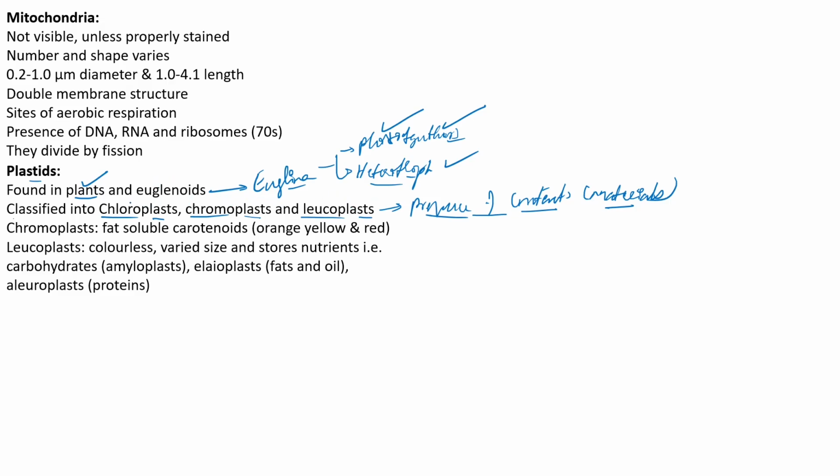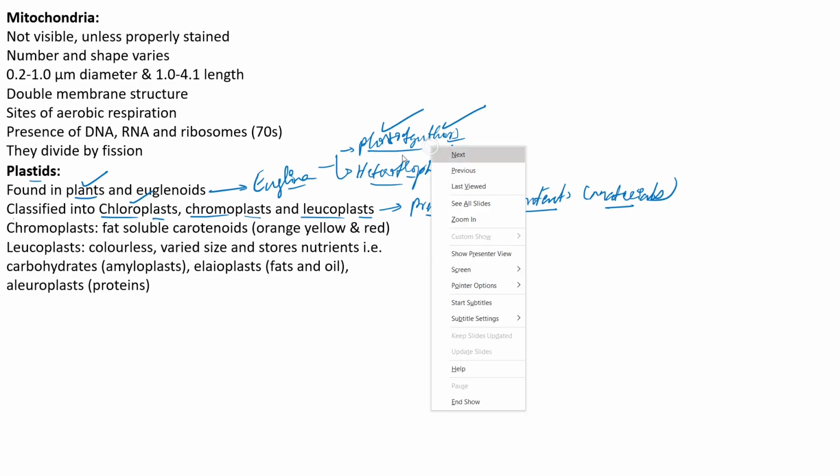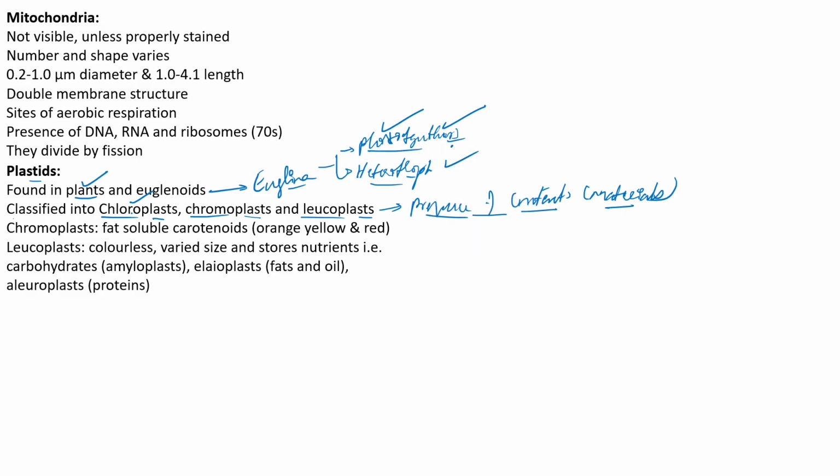Chloroplasts we are all very much aware of, because they are the structures in the plant cell which are mainly involved in photosynthesis. The chloroplasts mainly contain the photosynthetic pigments, that is chlorophyll A, chlorophyll B, and also the xanthophylls, etc. All of these contents are present in the chloroplasts. Whereas the chromoplasts are different structures which mainly contain the fat soluble carotenoids.